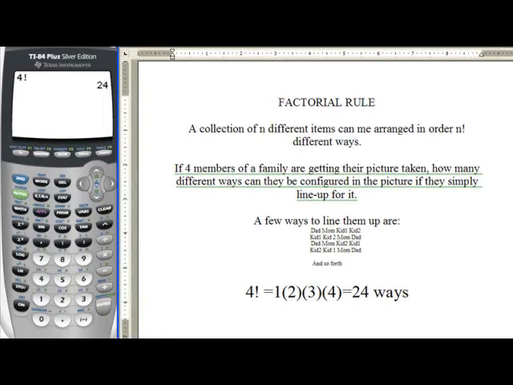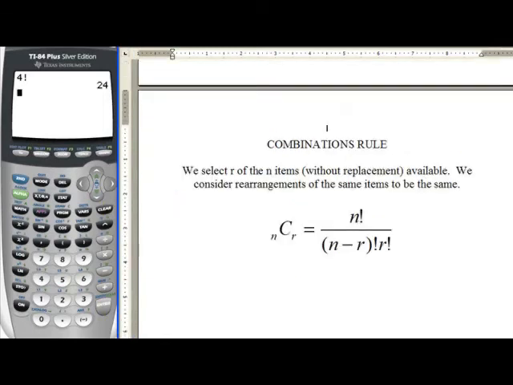Let's go to the next topic. The next one is the combinations rule. If we want to select R items out of n items without replacement, we use the combinations rule, and it's shown in this NCR formula, and the formula is n factorial divided by n minus r factorial times r factorial.